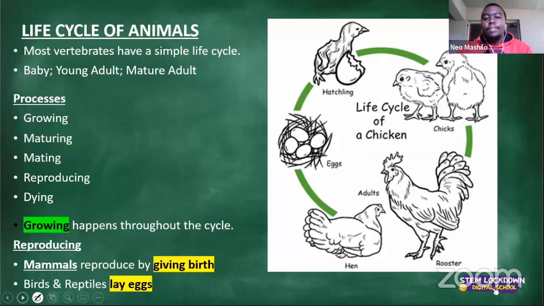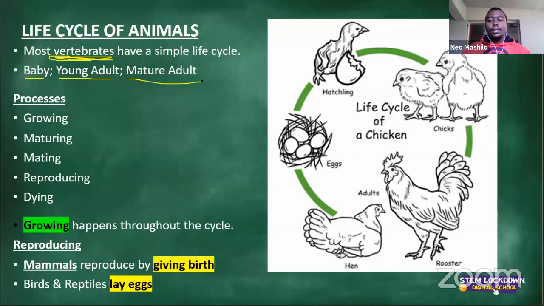Animals also have life cycles. The animals we're going to focus on are vertebrates, which are animals that have backbones. Within vertebrates, they all have a lot of different types of ways of living, and they actually have a lot of things that go on. So we're just going to focus on vertebrates. And they have a simpler life cycle. That's why we focus mainly on them. The life cycle is simple. You become a baby, a young adult, a mature adult, done.